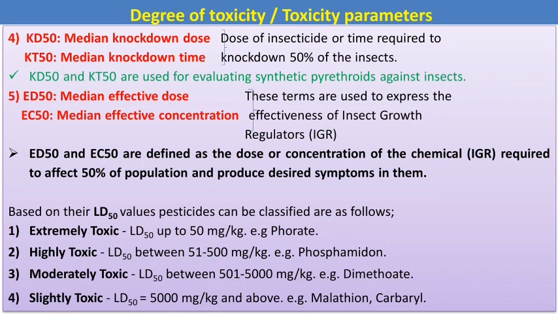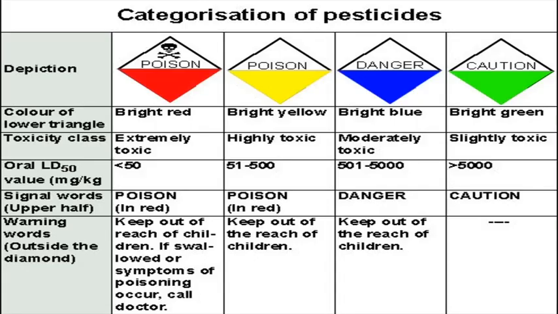And some examples for it: under extremely toxic, phosphamidon; highly toxic, dimethoate; moderately toxic, malathion; and carbaryl is slightly toxic. And these are the categories of the insecticides.